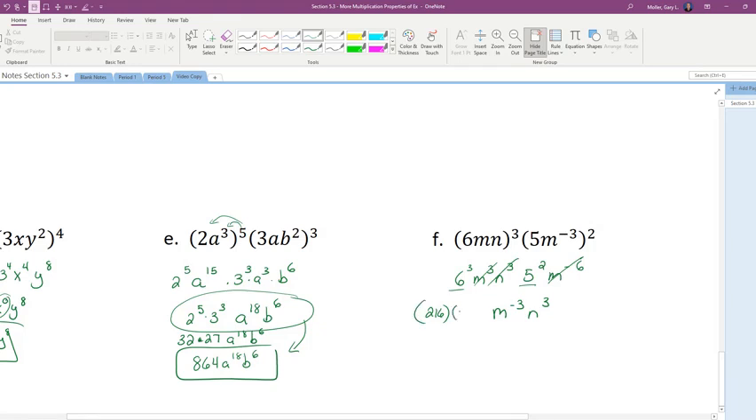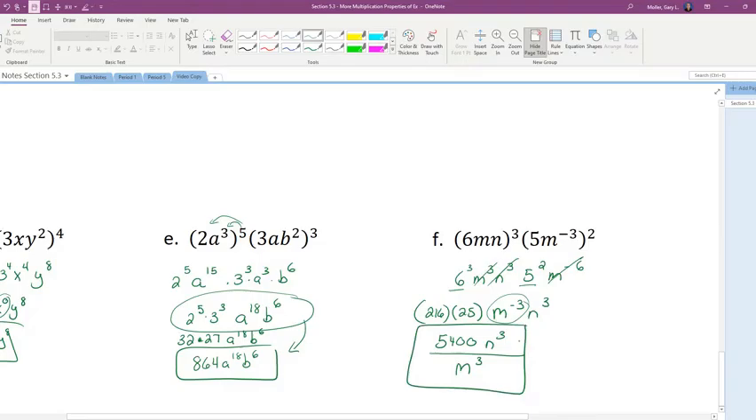5 squared is 25. So I've got this problem. So I should go ahead and multiply those together. So I'm going to multiply it by 25. So I get 5,400. What happens to these m's? They go to the bottom. And the n's are doing nothing.